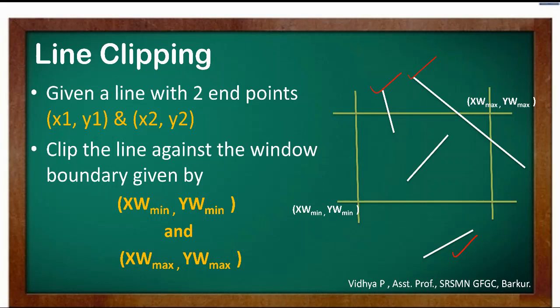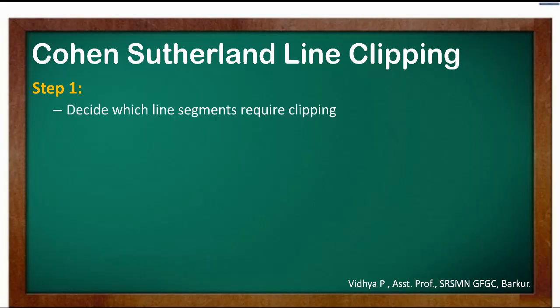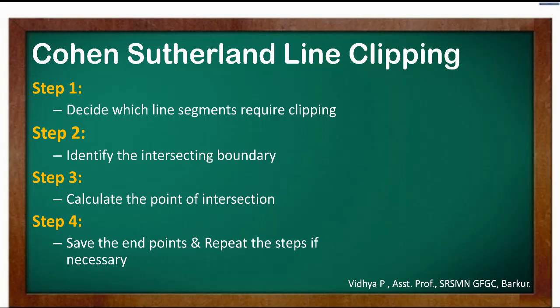Cohen Sutherland proposed a line clipping algorithm. The line clipping algorithm consists of 4 steps. Step 1, decide which line segments require clipping. Step 2, identify the intersecting boundary. Step 3, calculate the point of intersection. Step 4, save the endpoints and repeat the steps if necessary. These are the 4 steps of the Cohen Sutherland line clipping algorithm. Let us see how it works.